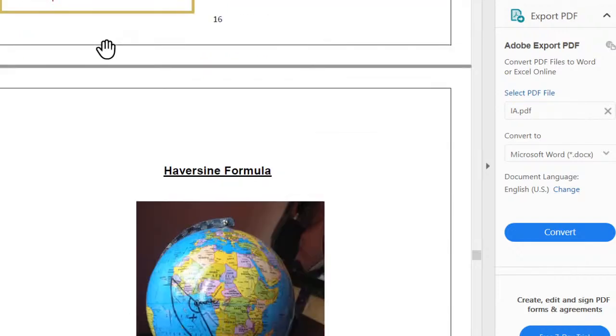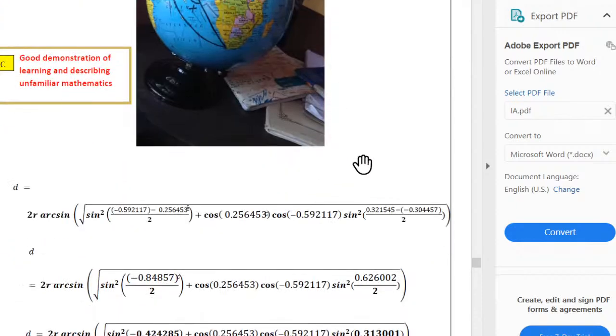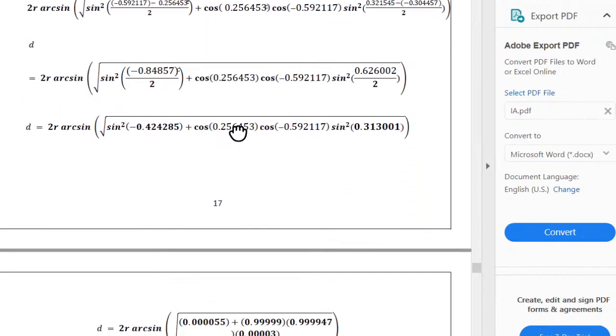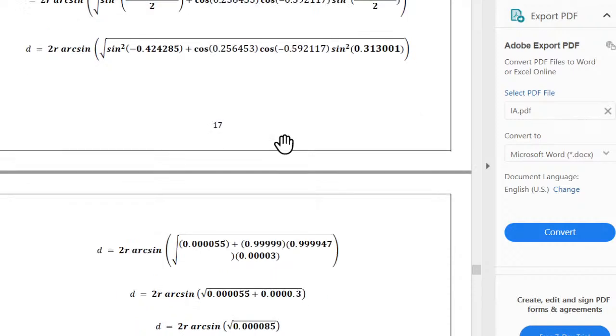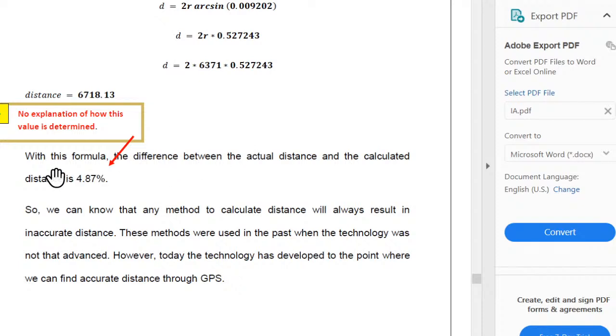I mean, it's the same thing. It's still unclear what the two examples demonstrate, like how they're different. Okay, distance 5%, so it's the same thing. We know that any method to calculate distance will always result in inaccurate distance. You could say, oh, because we may be questioning our assumptions.